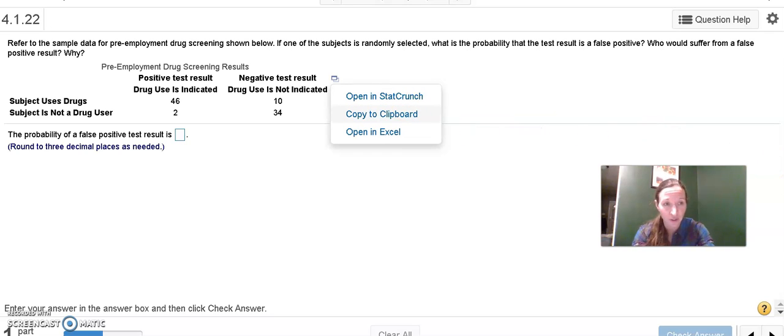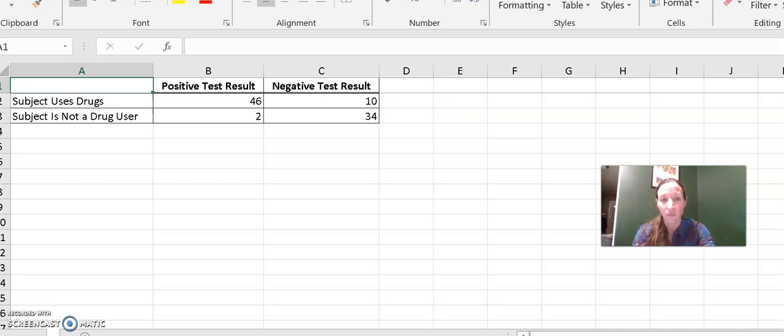So the first question is asking, what is the probability of a false positive? So that means the drug test is positive, however, the user is not a drug user. So I have my data right here, and the first thing I want to do is total my rows and my columns, and I should get the same total for both.